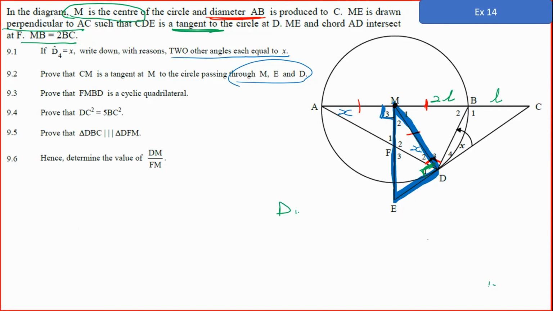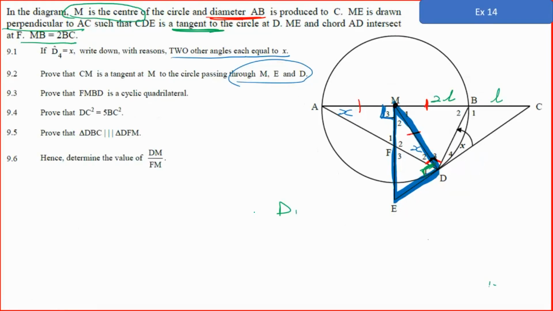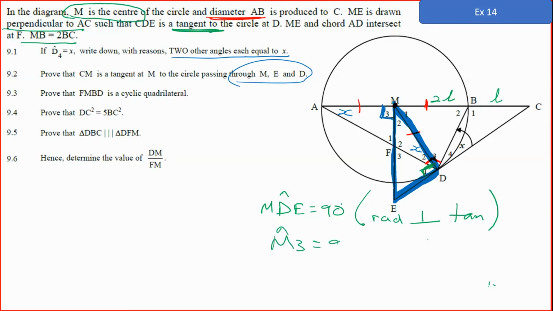So we know that D1, I don't want to write like that, you might write down the wrong thing. We're going to call it, its name is actually MDE. MDE is actually equal to 90, not because of M3 now. MDE is equal to 90 because the radius is perpendicular to a tangent. Would you agree with that? Yes, sir. But M3 is also equal to 90. Why is M3 equal? That was given. Therefore, MDE is actually equal to M3.